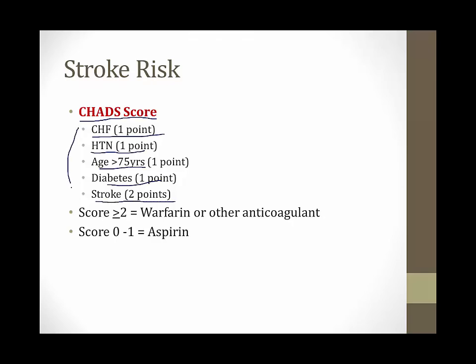And the first letter of all of these risk factors is what gives it the name CHADS. If the score is greater than or equal to 2, then warfarin or some other anticoagulant should be used for anticoagulation. If the score is 0 or 1, then aspirin can be used.